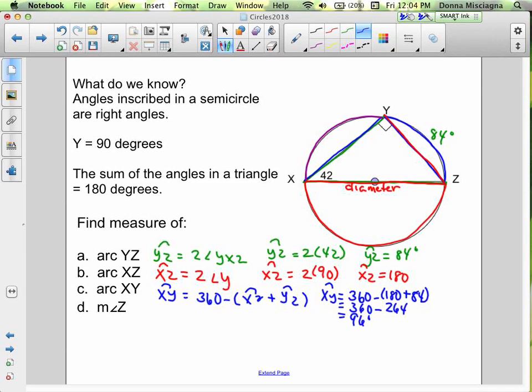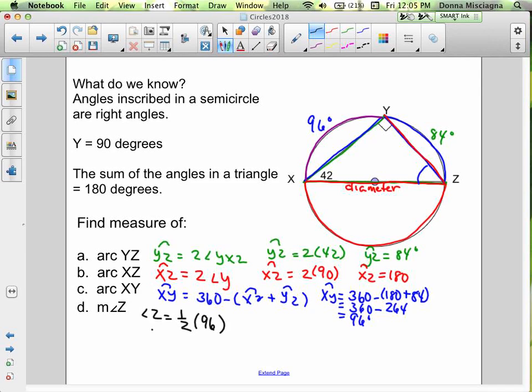All right, so now we have the measure of arc XY. And we see, if we follow back the red angle there, back to angle Z, it has to be equal to half of the arc. So angle Z is equal to half the inscribed arc. So angle Z is equal to half of 96.